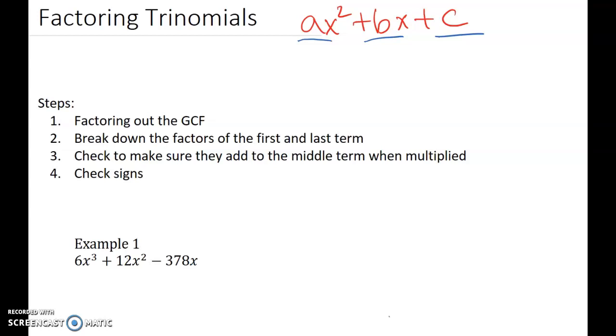So let's go to our first example here. And let's factor out the greatest common factor.